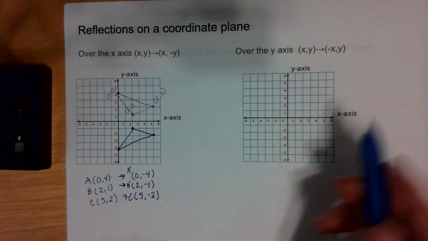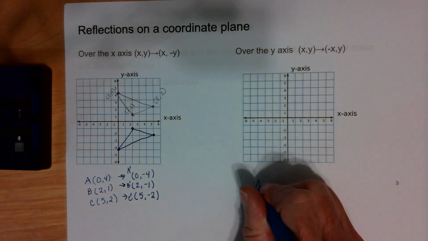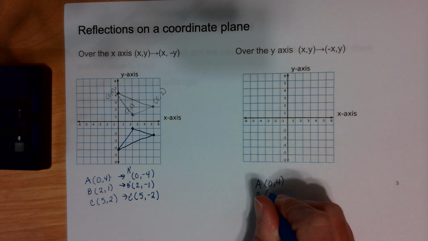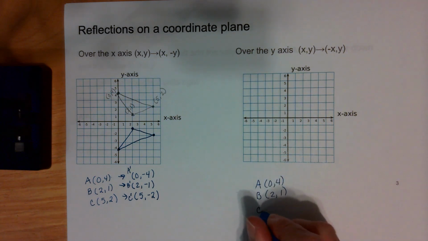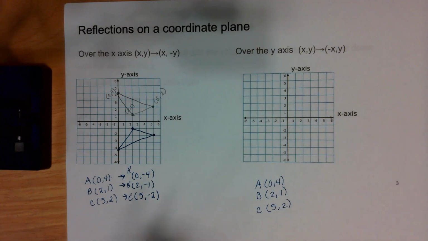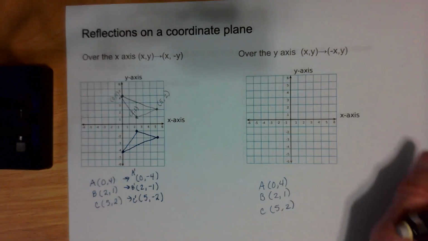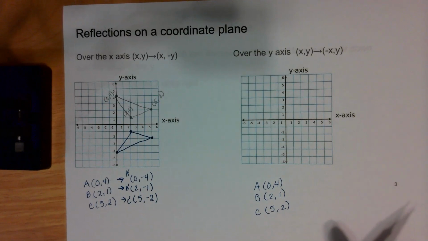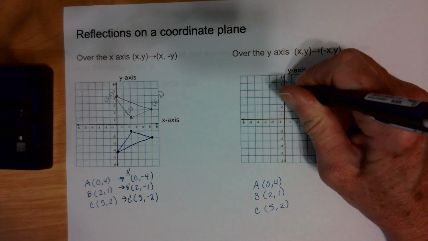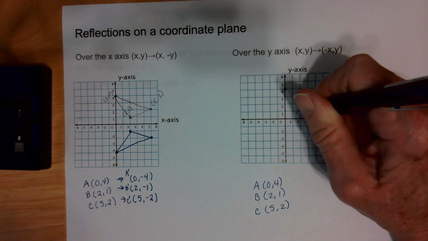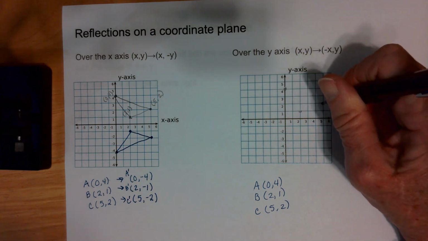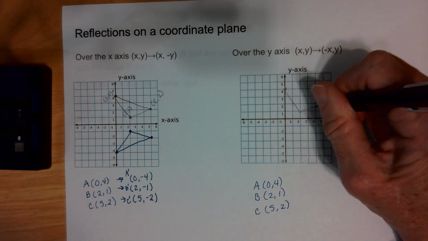If I take my same original graph with the original points, put them over here. And now I want to reflect it over the y-axis. Now what changes to do that is you take the opposite of the x. So I have (0, 4). I have (2, 1). And I have (5, 2). Okay, so remember that's my original graph.